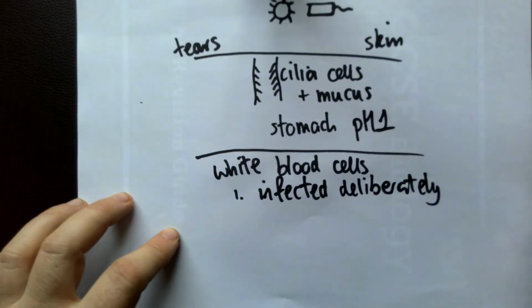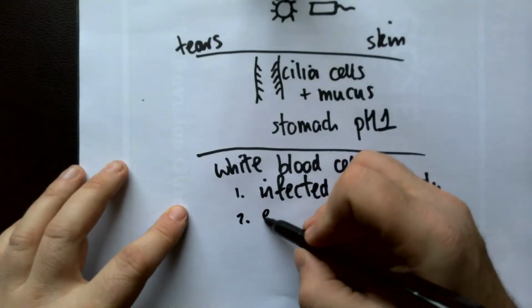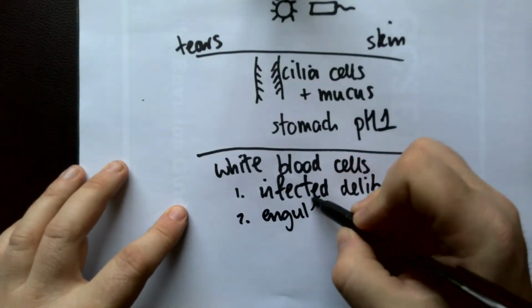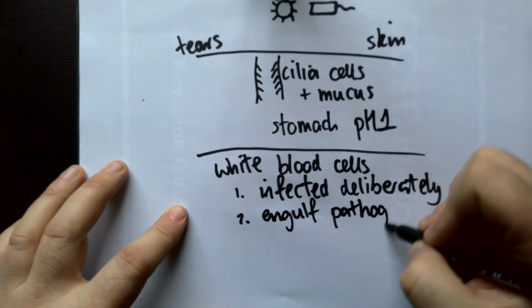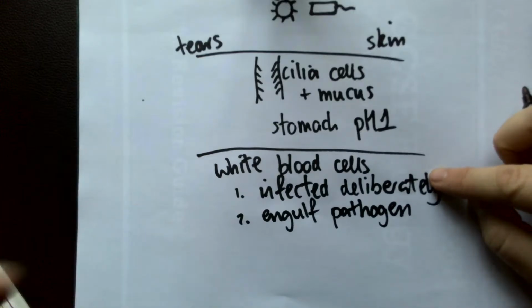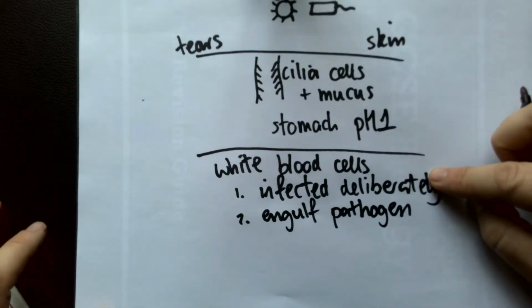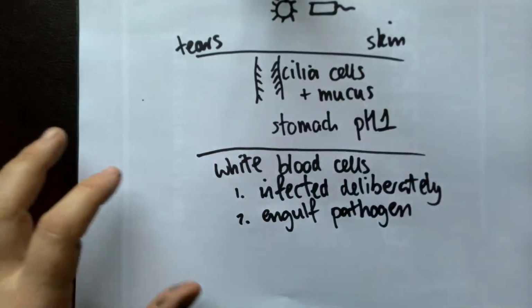They can get infected deliberately and then self-destruct. They can engulf the pathogen. So they can self-infect. They can get infected and then self-destruct. They can engulf the pathogen. They basically wrap around the pathogen.